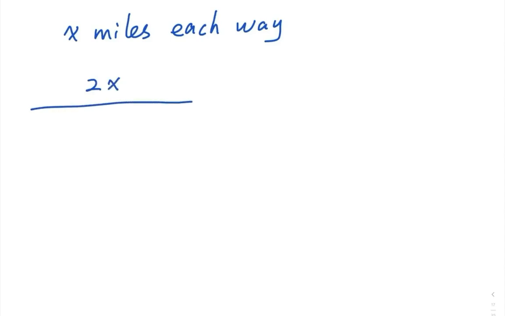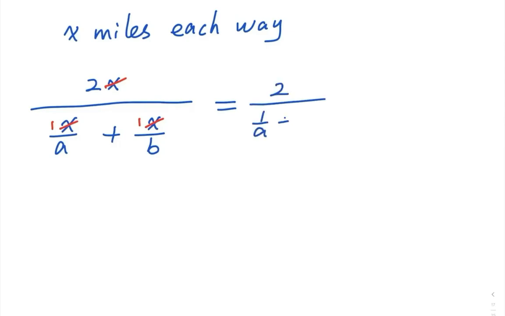The amount of time uphill is x over a. The amount of time downhill is x over b. And total distance divided by total time gives us the average speed. Again, you see that x can be cancelled from both numerator and denominator. So it doesn't matter what x is. And the result is 2 over 1 over a plus 1 over b, which is 2ab divided by a plus b, the harmonic mean of the two speeds, uphill and downhill.